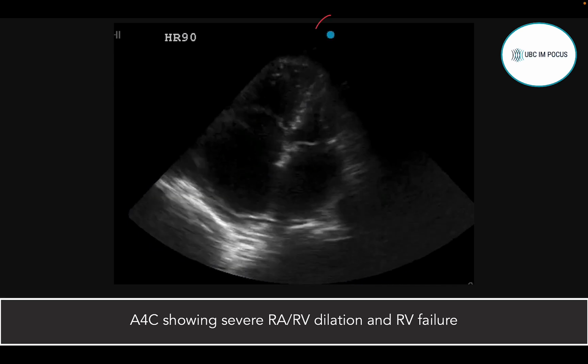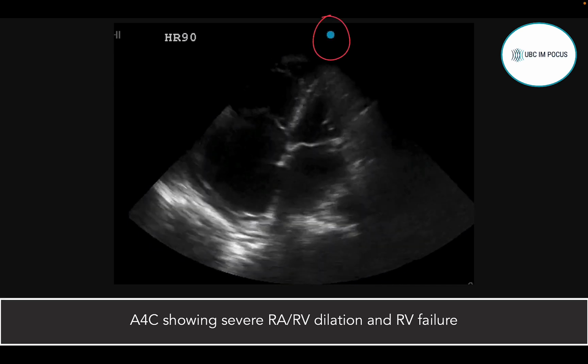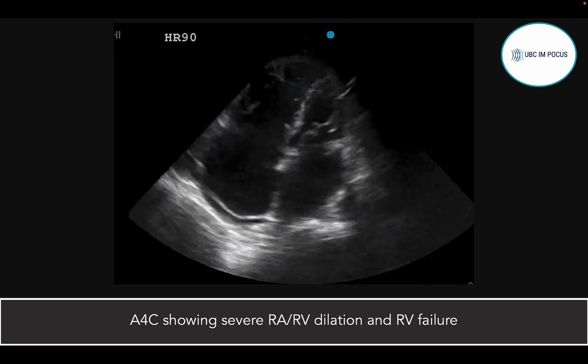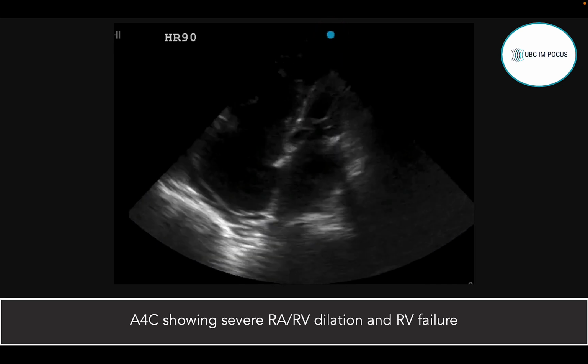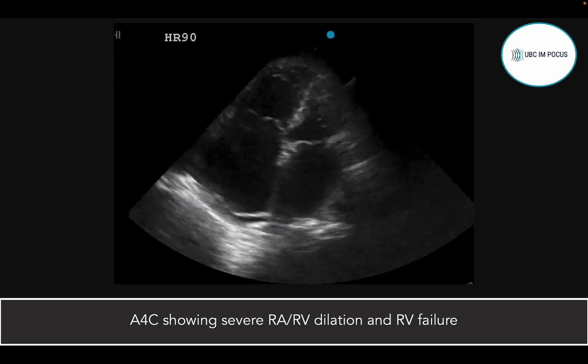So we've confirmed that we're not flipped. We're in cardiac convention and our indicator is pointing towards 3 o'clock. And we have a huge RV here, clearly bigger than the LV. So this is severe RV dilation.